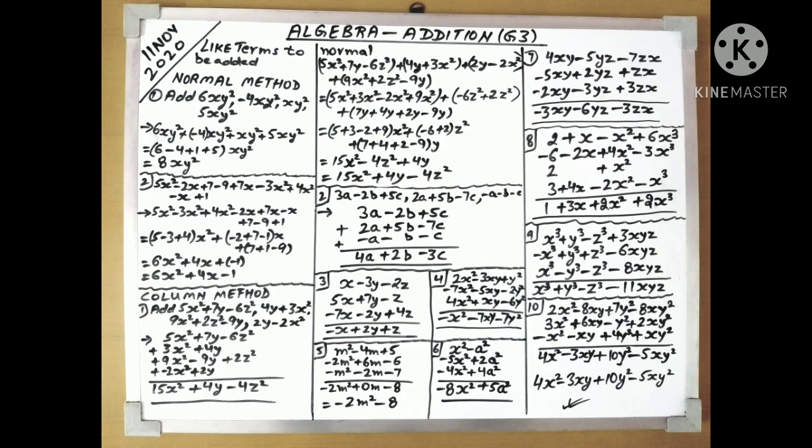See the next one. 5x square minus 2x plus 7 minus 9 plus 7x minus 3x square plus 4x square minus x plus 1. Now the important thing is you have to be very careful while writing down the steps. In the first step, you try to write the like terms side by side. Say for example, I have written 5x square minus 3x square plus 4x square minus 2x plus 7x minus x plus 7 minus 9 plus 1.